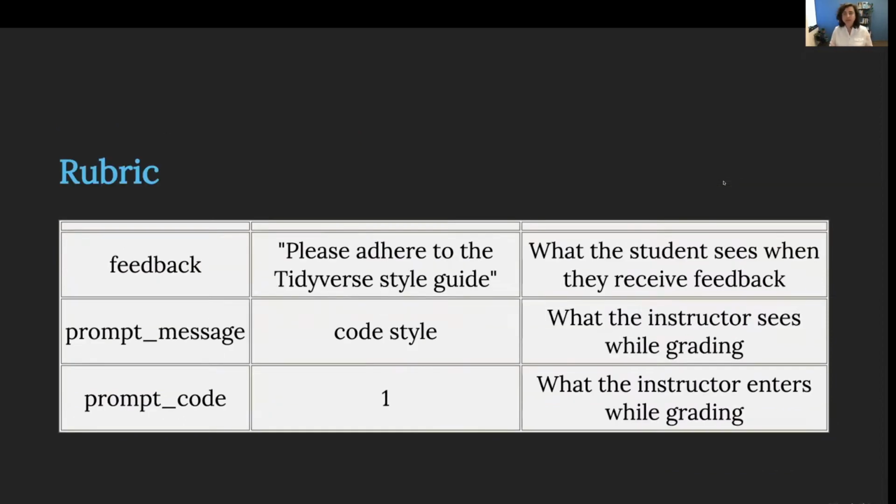So how do we achieve this in gradetools? We achieve this by shortening feedback, basically. So we want to, for instance, give the student the feedback, "please adhere to the Tidyverse style guide." This is the feedback we want the student to see. But when we're grading, we're not going to type all that out. That's going to be time consuming, writing that over and over. So we actually have short prompt codes.